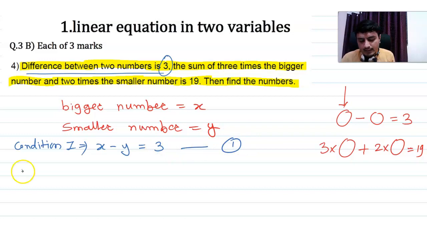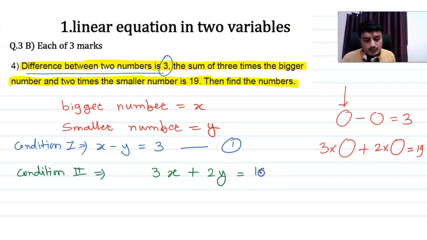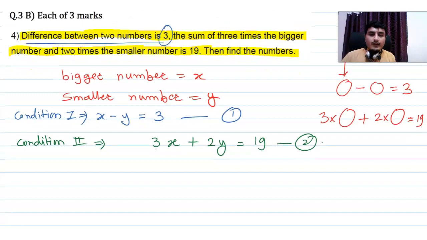Now look at the second condition. As per the second condition, the sum of 3 times the bigger number and 2 times the smaller number is equal to 19, call it equation number 2. Now to evaluate the bigger number and the smaller number, what shall we have to do? Try to simplify equation 1 and 2 simultaneously, or by using Cramer's rule, or by using the graphical method. You will get the unique solution, no doubt.